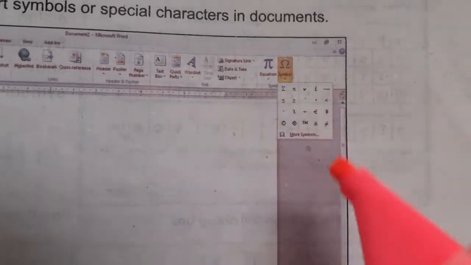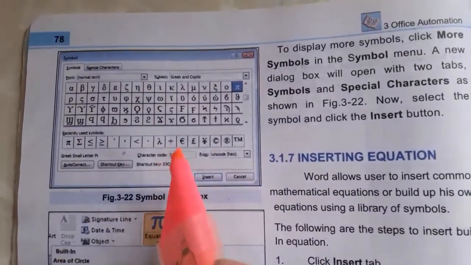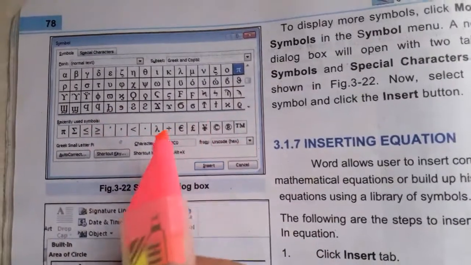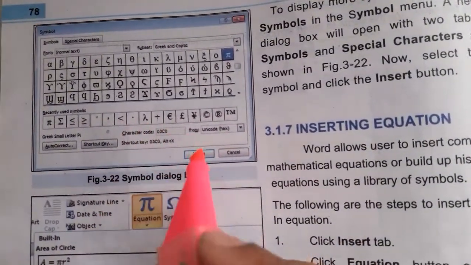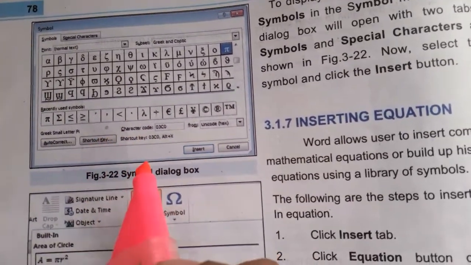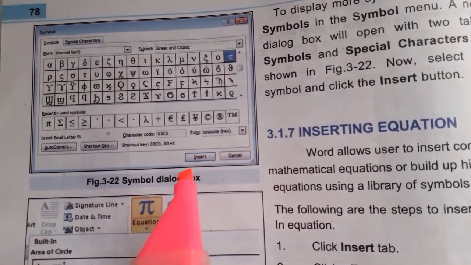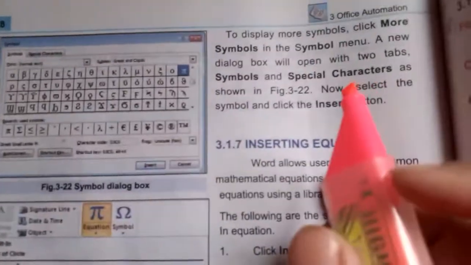Okay students, if you want to see more symbols, just click on this More Symbols button. Once you are done with this, you can see this window. Here you can find various symbols. You can select any you want. It will be in your current selection. Then you can simply click on the Insert button. It will come into your selection.